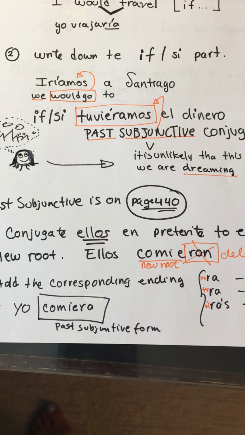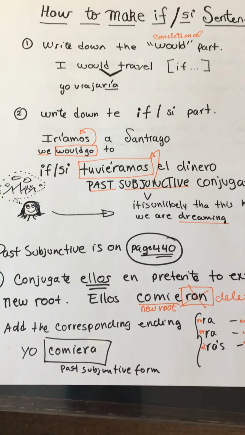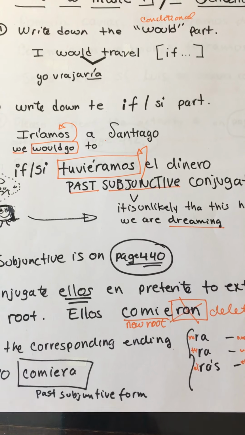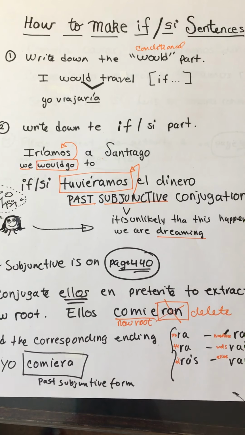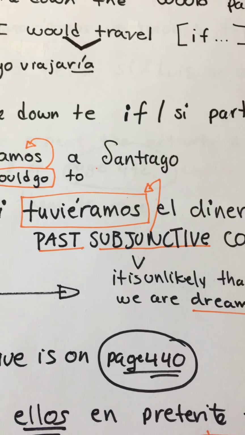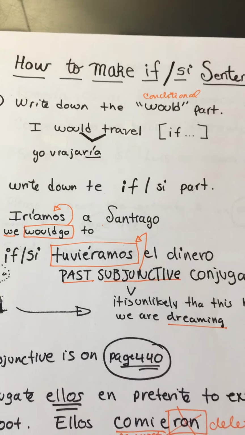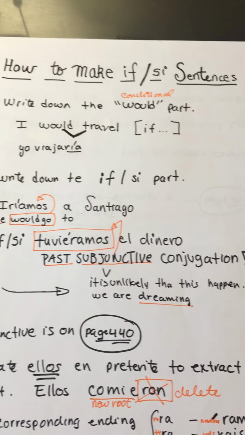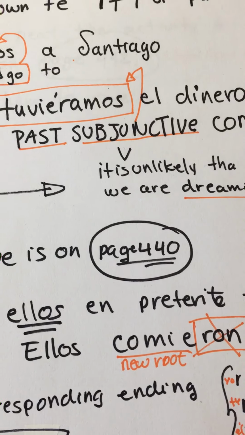Iríamos a Santiago. We would go to Santiago. That's the conditional. And then the if part is si tuviéramos el dinero. If we had the money. How do you translate if we had the money? We say tuviéramos, but where did this tuviéramos come from? Well, it's a special conjugation that you use with if sentences that is called past subjunctive conjugation. And this past subjunctive conjugation is on page 440.